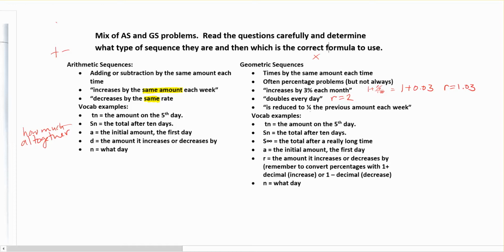Is reduced to 1/4 the previous amount each week. So 1/4, well, that's exactly what we do. R becomes 1/4, or R becomes 0.25. For your vocabulary again, your T values, that's the amount for like a single day or a single week or a single hour or whatever the unit is for time. It's the amount on the 5th day. Your sum would be the total after 10 days, and that's the sum formula where you're summing up to the first n values.